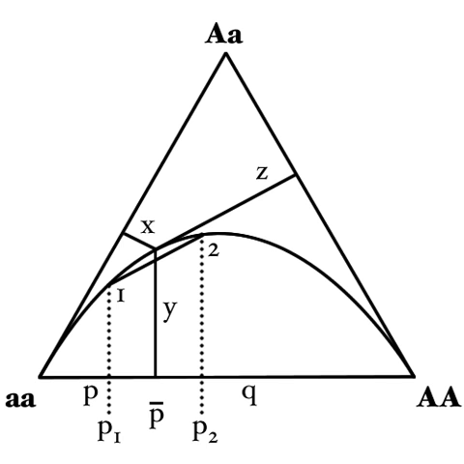This equals f_t(AA) plus 1/2 f_t(Aa) squared, 2 (f_t(AA) plus 1/2 f_t(Aa)) (f_t(aa) plus 1/2 f_t(Aa)), and (f_t(aa) plus 1/2 f_t(Aa)) squared.